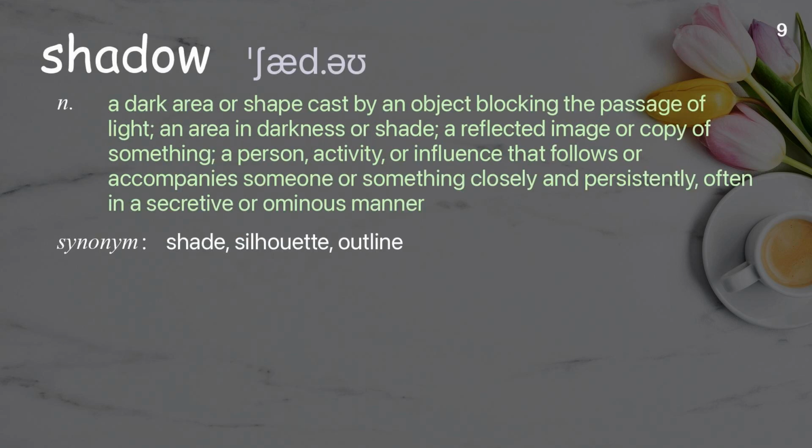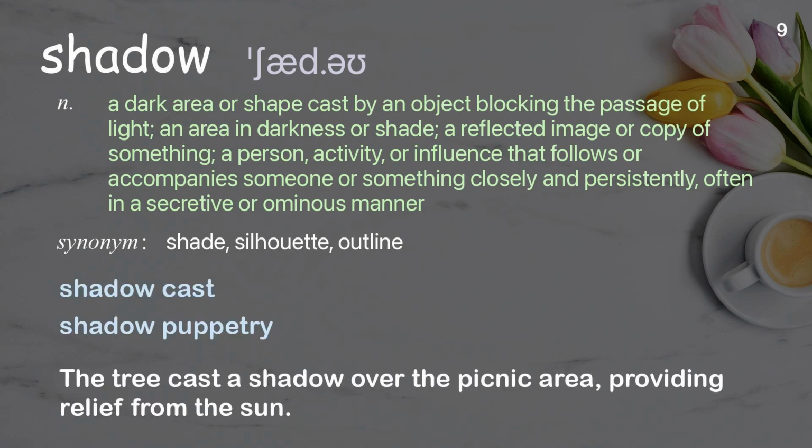Shadow. A dark area or shape cast by an object blocking the passage of light, an area in darkness or shade, a reflected image or copy of something, a person, activity, or influence that follows or accompanies someone or something closely and persistently, often in a secretive or ominous manner. Examples: Shadow cast. Shadow puppetry. The tree cast a shadow over the picnic area, providing relief from the sun.